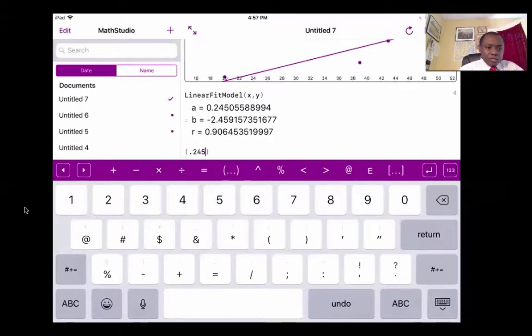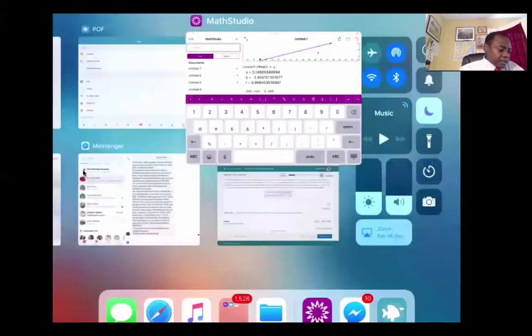0.245. And use this to go back and forth, left and right. So if I click on this, the cursor moves to that point. Times x, remember ax plus b, times x. X is, I think, 43. We'll go back and check. Plus b. B is your intercept, and we have it right there. So that would be negative 2.459. Okay, let's just go and check to make sure our x is correct.